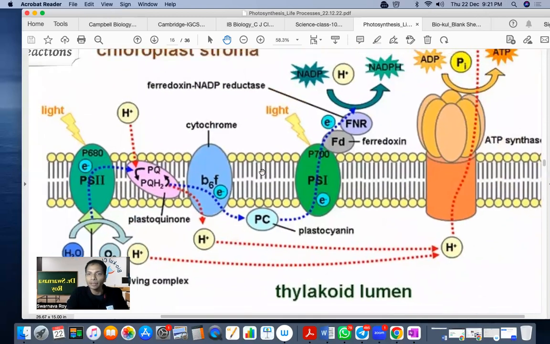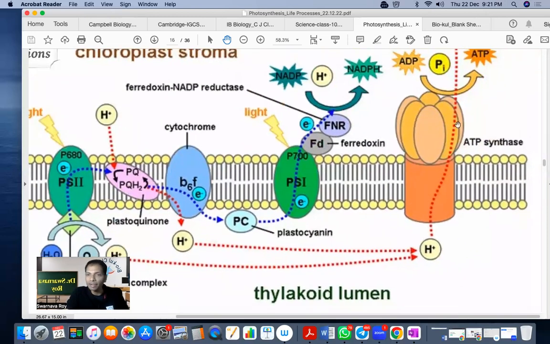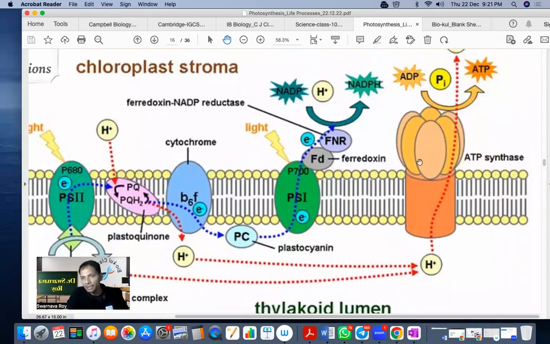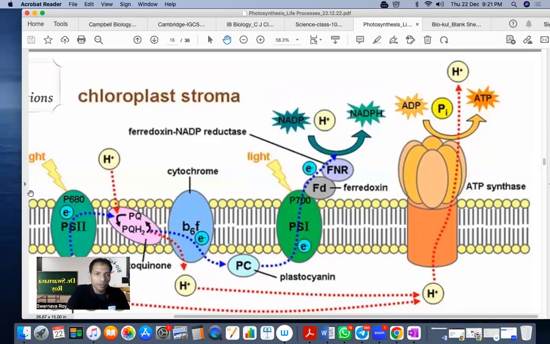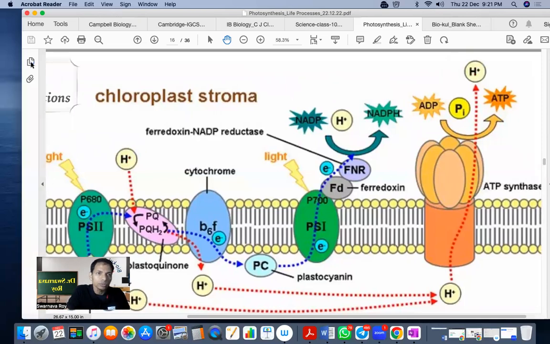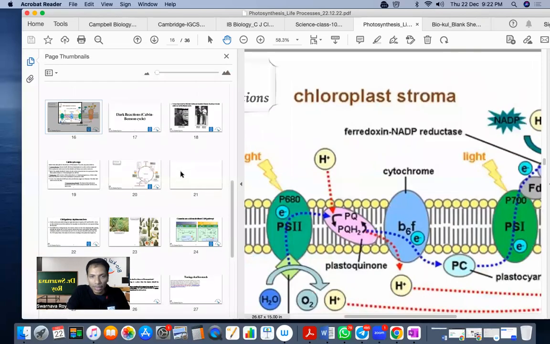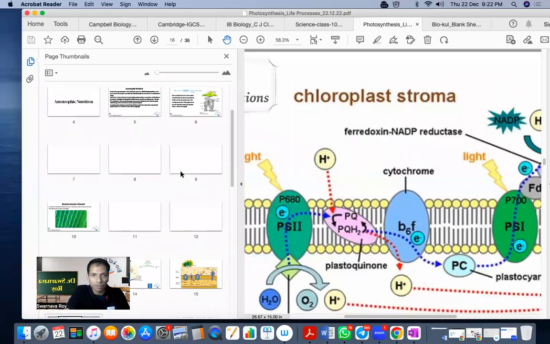A little bit far away, there is ATP synthase, which is an enzyme. We will learn how ATP synthase helps in the production of ATP, adenosine triphosphate, which is the energy currency of a cell. So going back to the reactions of the plant.